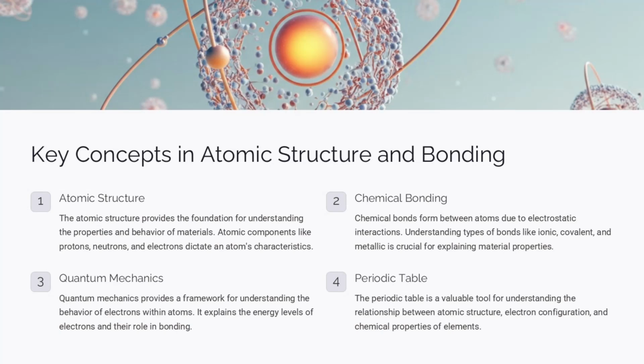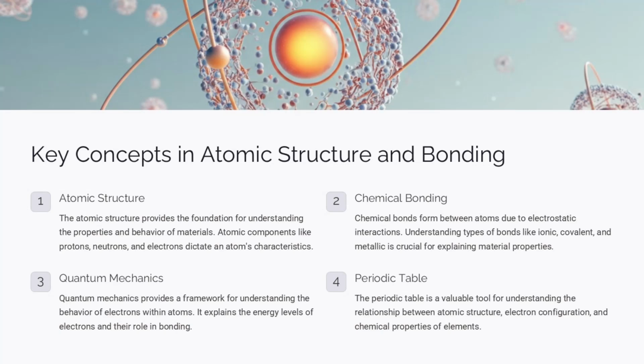Atoms are composed of protons, neutrons, and electrons. These components dictate an atom's characteristics. Chemical bonds form between atoms due to electrostatic interactions. Understanding ionic, covalent, and metallic bonds is crucial for explaining material properties.